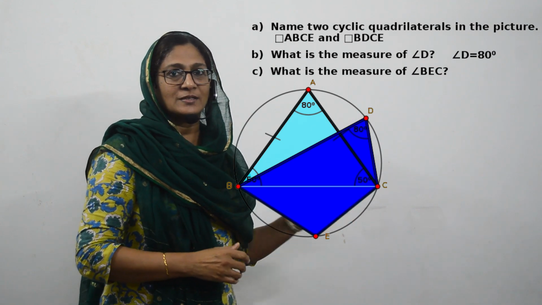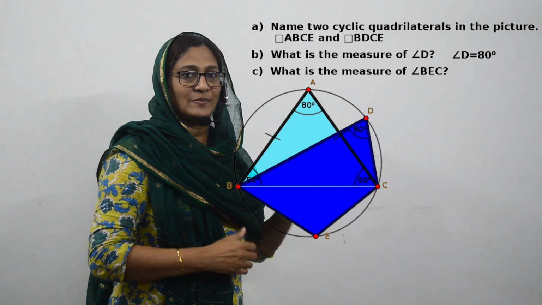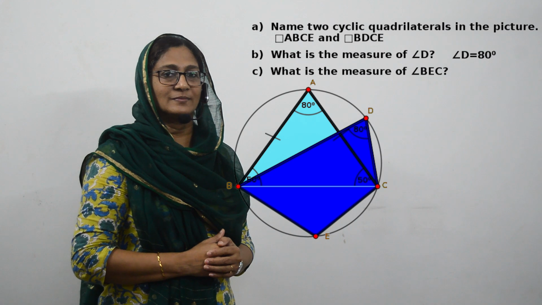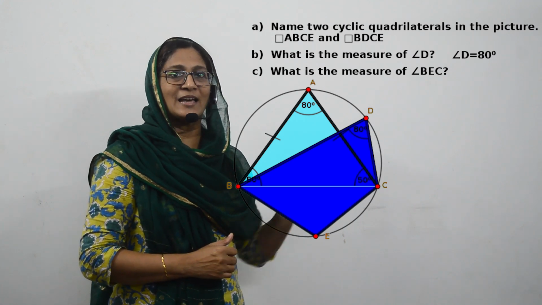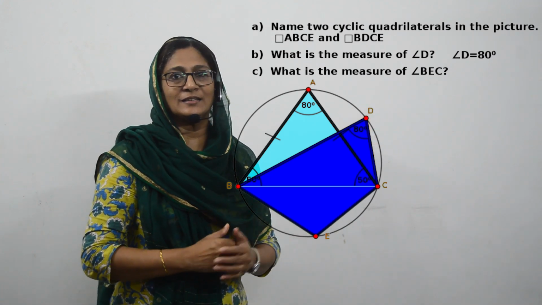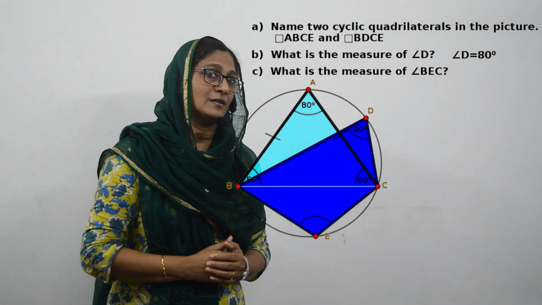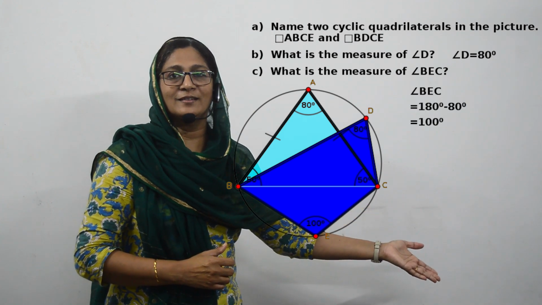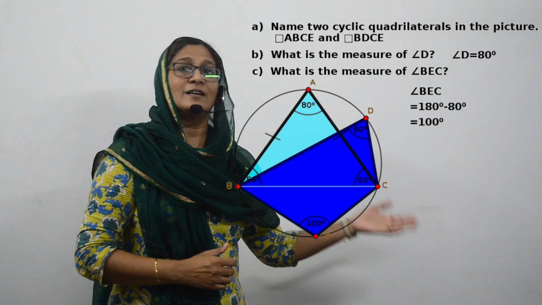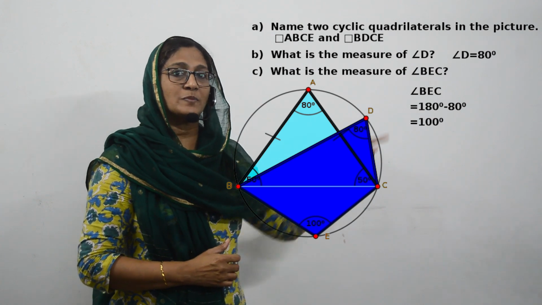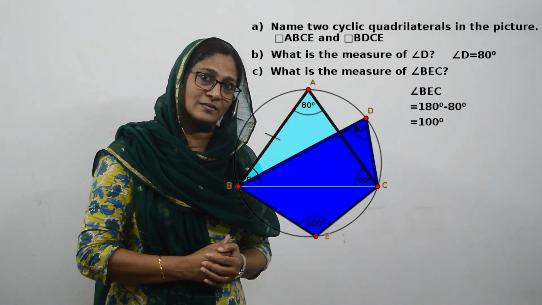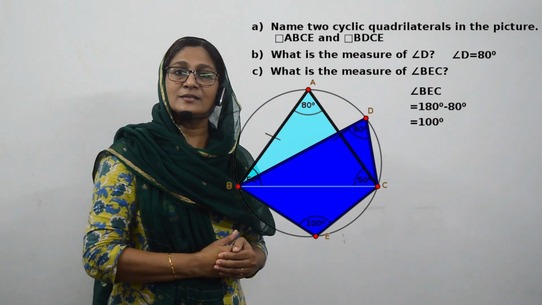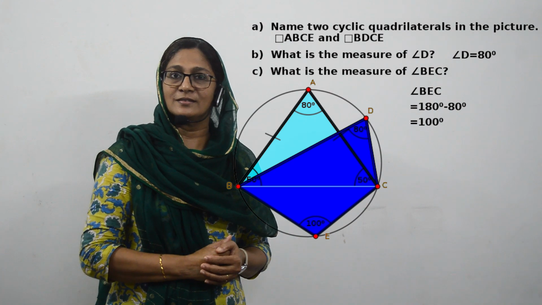Let's consider the cyclic quadrilateral BDCE. Which angle is opposite to angle E? Right, angle D is the opposite angle of angle E. We already know the measure of angle D. It is 80 degrees. Then what is the measure of angle E? Angle D and angle E are supplementary angles because they are opposite angles of a cyclic quadrilateral. So angle E will be 180 minus 80, that is 100 degrees.